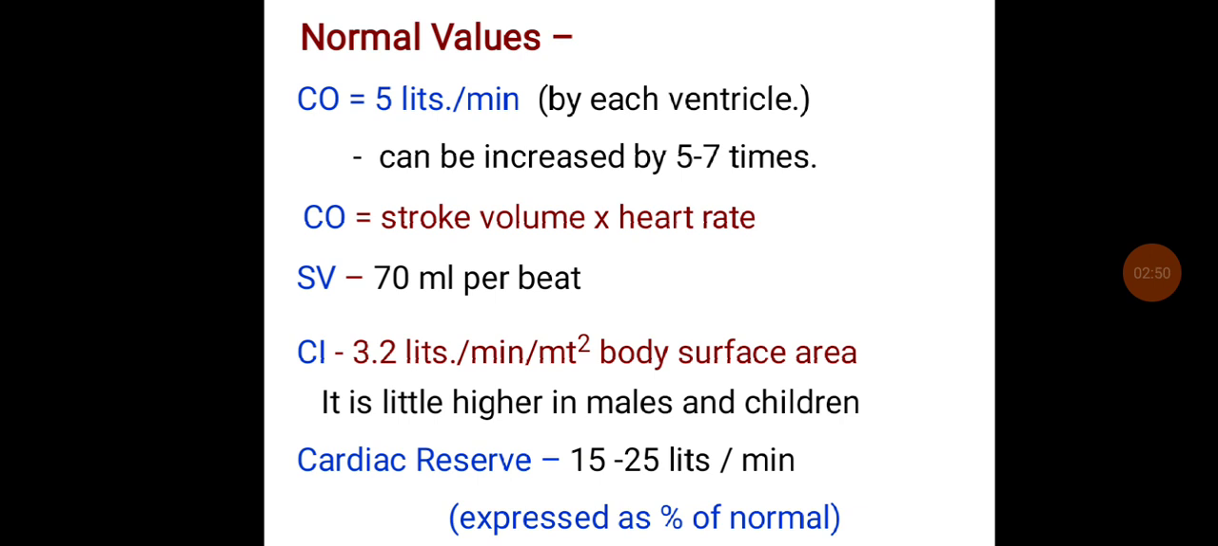Cardiac index, as I told, is around 3.2 liters per minute per square meter of body surface area. This cardiac index is a little higher in males and children. Cardiac reserve is around 15 to 25 liters per minute, and it is usually expressed as a percentage of normal.